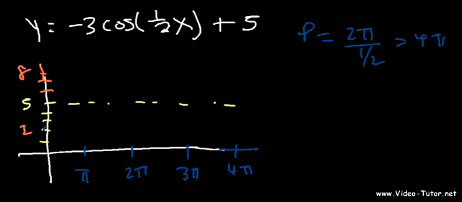Cosine starts at the bottom, which is at 2. Then it's going to go back to the center, and then to the top, back to the center, and at the bottom. So it's going to look like this. So that's how we can graph that function.